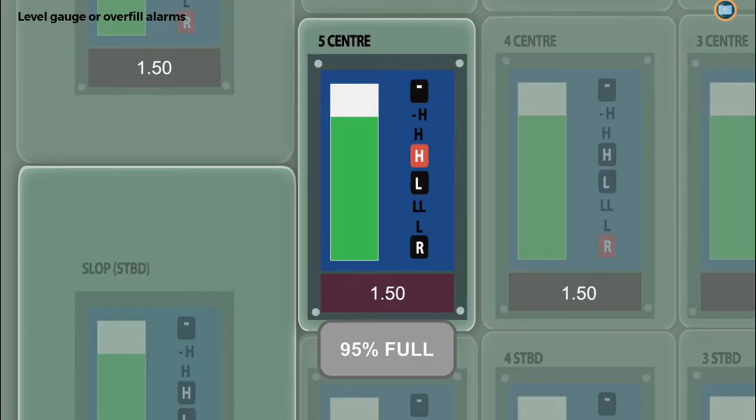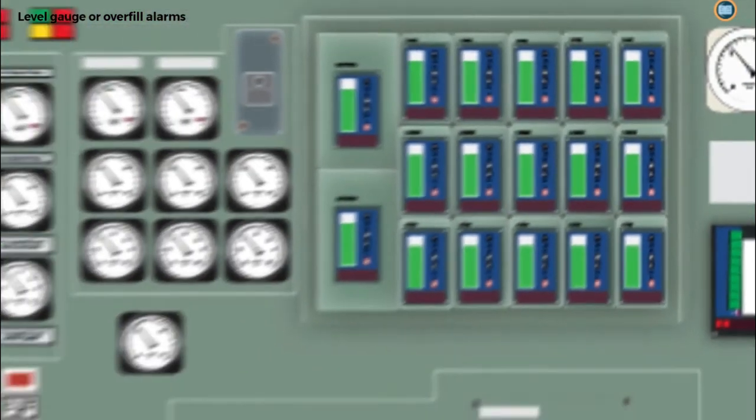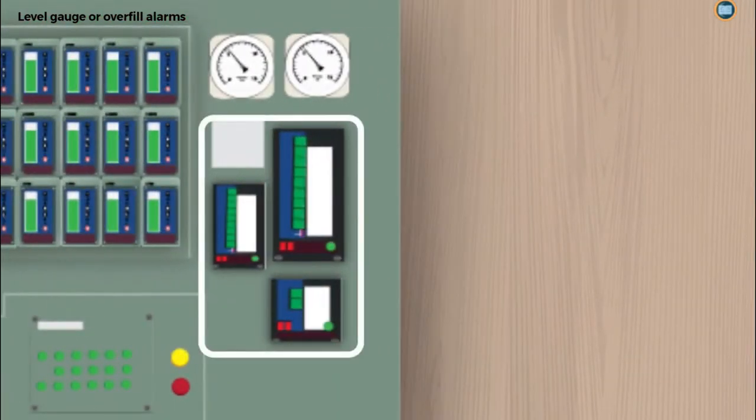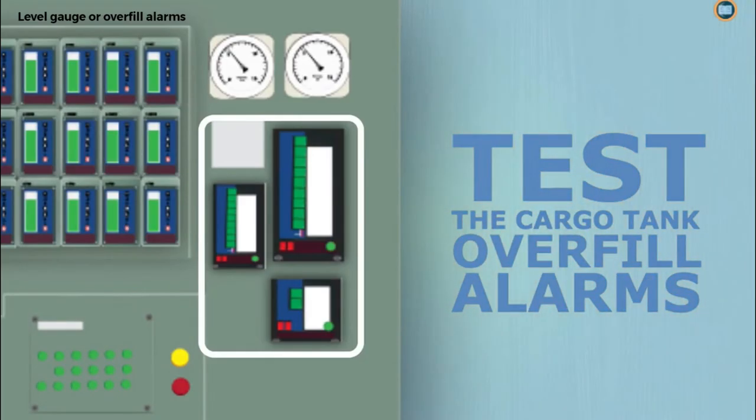If tanks are to be filled less than this, set the high level alarm to 3% below the required filling level, if adjustment is possible. You should also test the cargo tank overfill alarms.